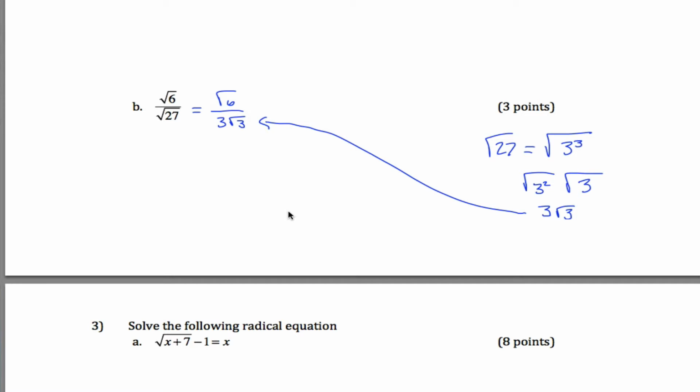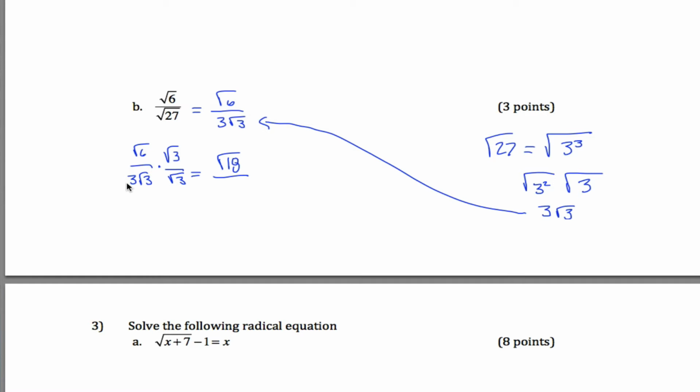That's where that came from. And then to rationalize the denominator here, I don't have to multiply the top and the bottom by the square root of 27. I could just multiply the top and the bottom by the square root of 3. I could say root 6 divided by 3 root 3 times root 3 over root 3 gives me, let's see, in the top I would have the square root of 18.